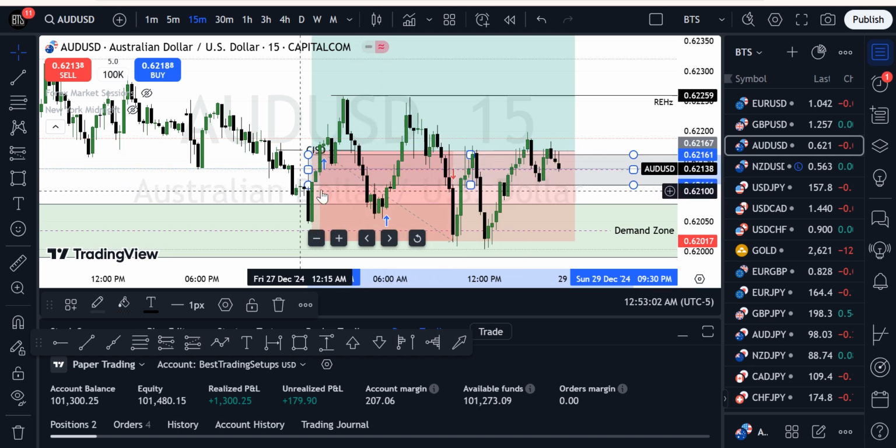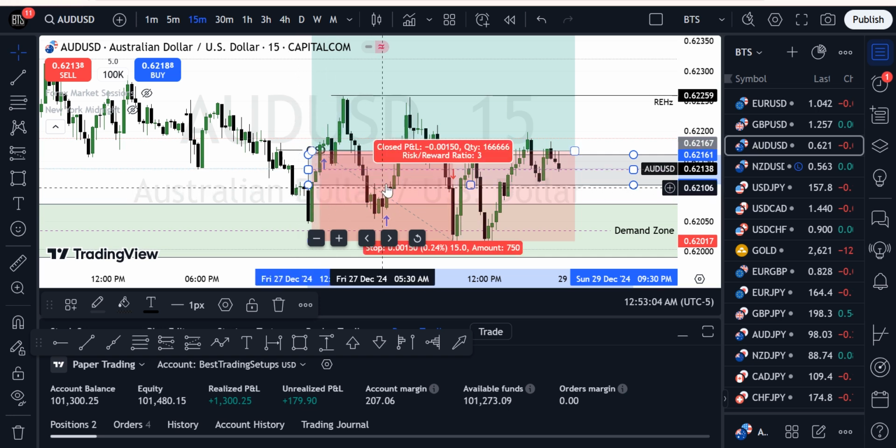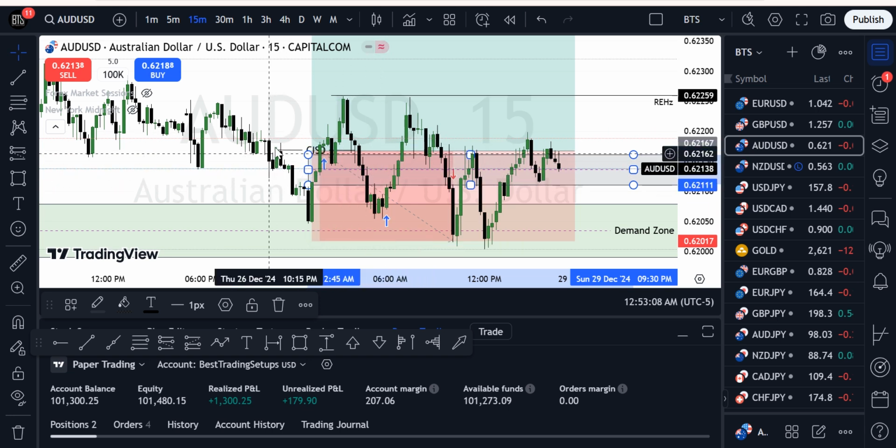So right here, tapping into this 15 minutes bullish order block would have been a better entry than just picking off my entry from here and having a very tight stop loss, which price comes back to hit.